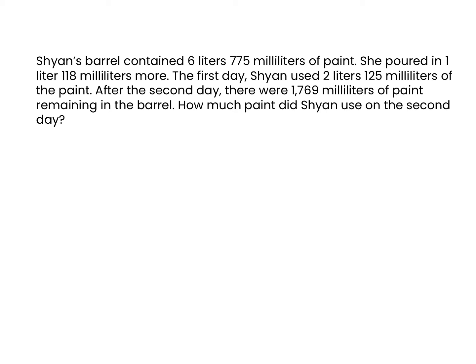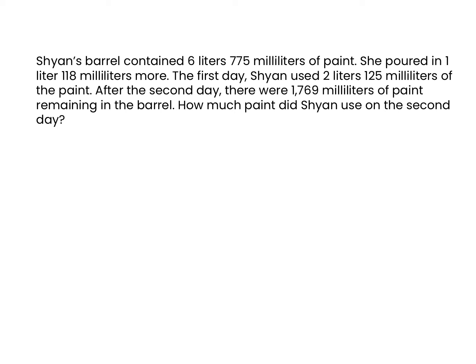All right, we've got Cheyenne's barrel. It contains 6 liters, 775 milliliters of paint. She poured in 1 liter, 118 milliliters more. The first day, Cheyenne used 2 liters, 125 milliliters of the paint. And after the second day, there were 1,769 milliliters of paint remaining in the barrel. How much paint did Cheyenne use on the second day?